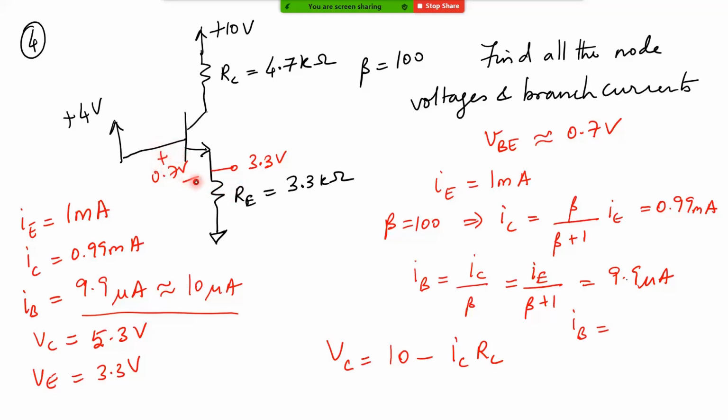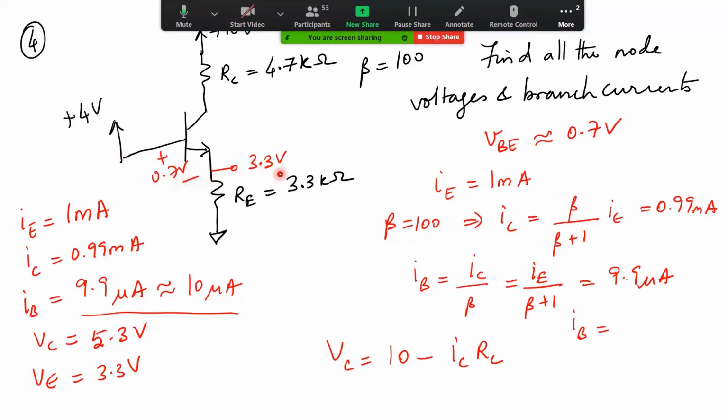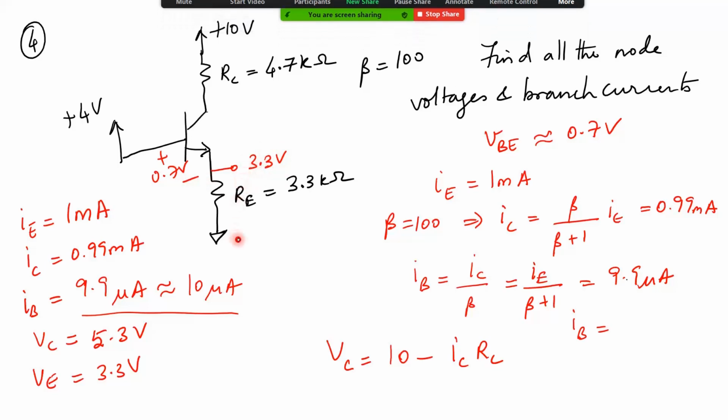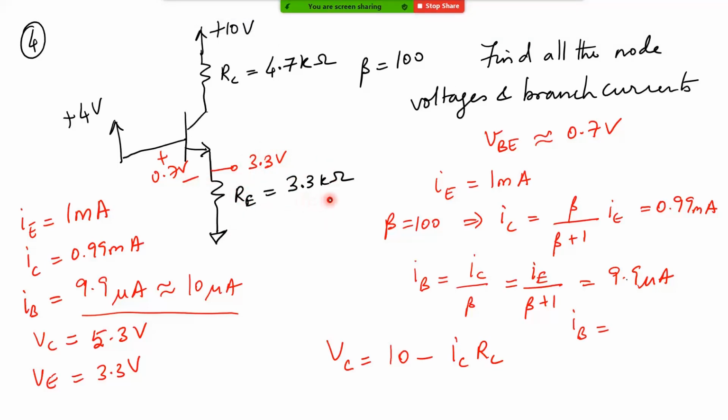So if this is VBE, what will be the voltage at this emitter node? 4 minus 0.7, you get 3.3 volt. Now this 3.3 volt is across this resistor of 3.3K. So V by R gives you the emitter current. Clear? Clear, sir. Thank you. Okay, good.